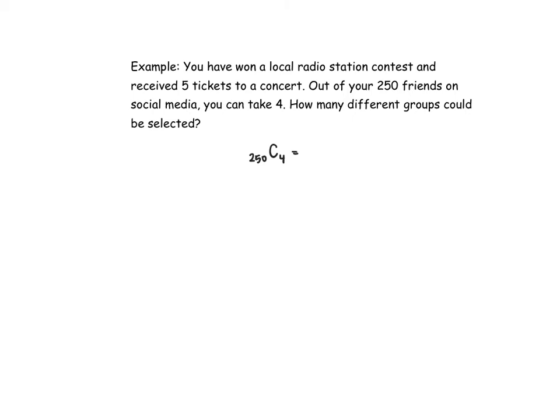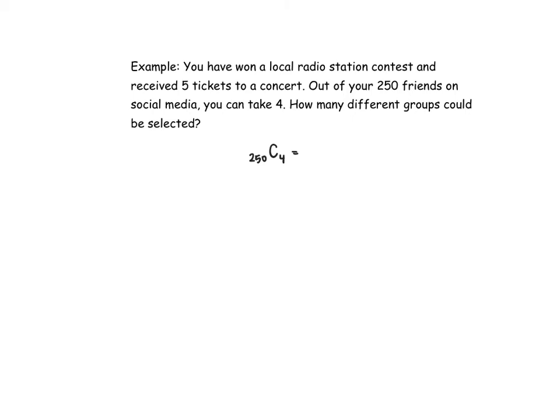Okay, we have talked about Pascal's triangle in the past, right? I could go down to the 250th row of Pascal's triangle and over to the 4th. Actually, I guess it'd be the 5th, because it'd be choose 0, 1, 2, 3, 4. So you go to the 5th number in that row.